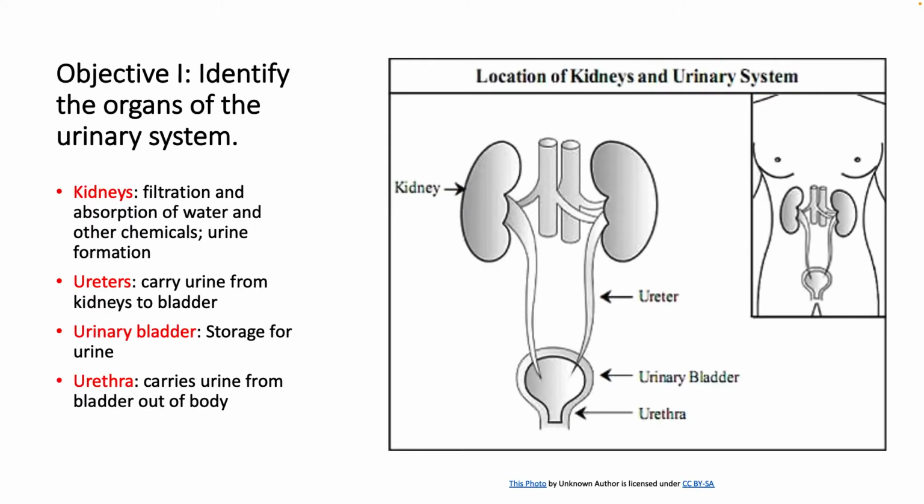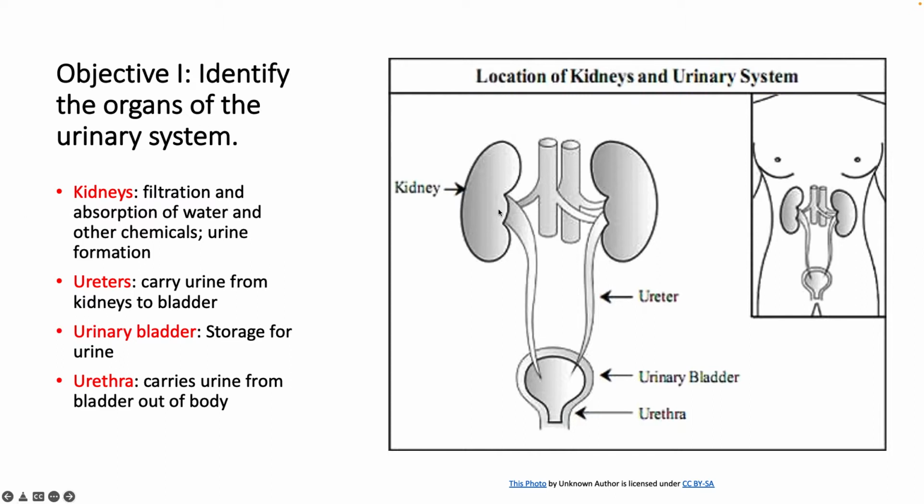So, starting off with objective 1 on page 64 of your lab manual. Real quick, it goes to page 66 in your lab manual. Alright, so 64 to 66. Nice quick lab for you on the urinary system. But objective 1 is looking at being able to identify the organs of the urinary system. So this one's pretty straightforward.